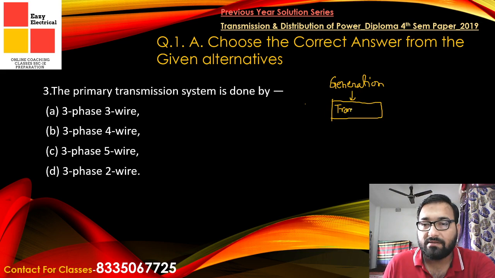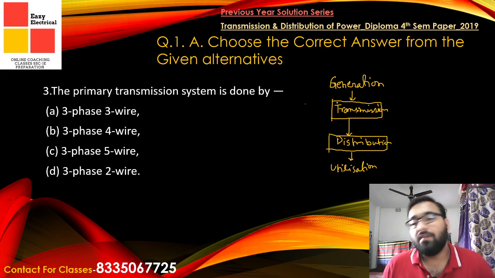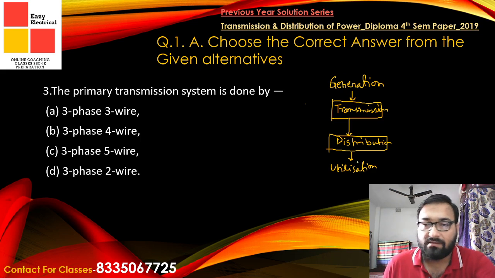We call it transmission. After transmission, the step that comes is called distribution. And the last part we call utilization. Utilization means where our electrical power is getting utilized.